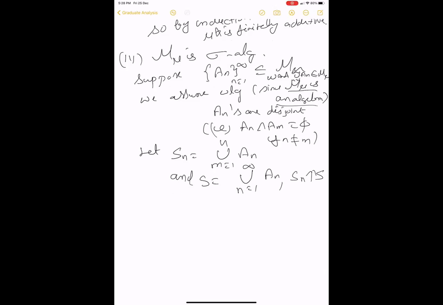So we have this. Now what do we want to prove? We want to prove that S is in mu. So we want to prove the following: for any E contained in X, S is in mu means it has to satisfy the measurability property, which we have defined. So we want to prove mu star of E intersection S plus mu star of E intersection S complement equals mu star of E. That's what we want to prove.